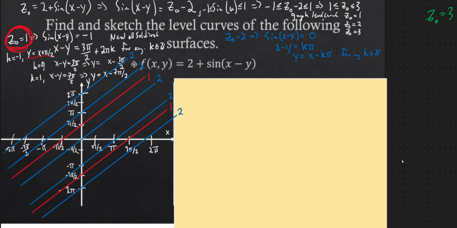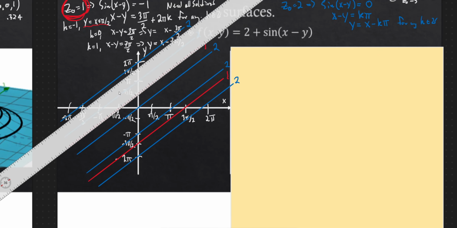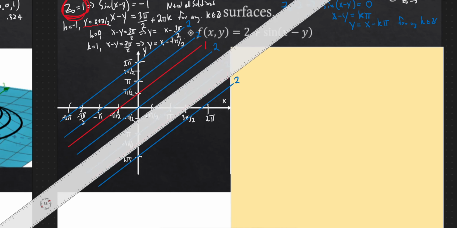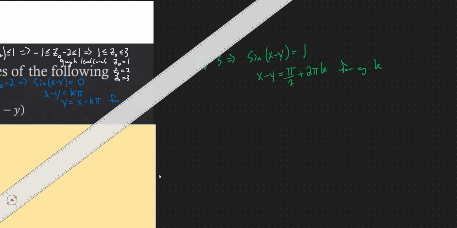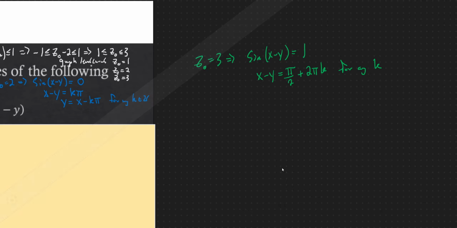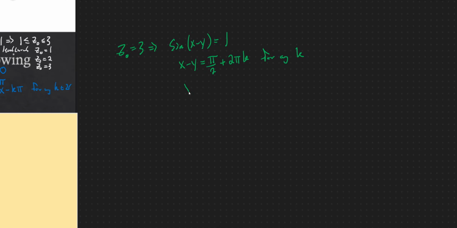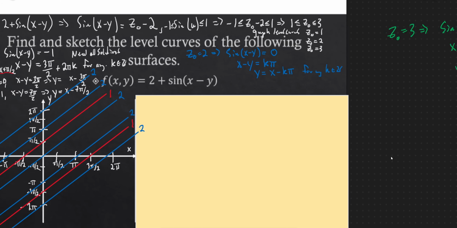So, all right, I'll graph these then. I have x minus y, so that means y equals x minus pi over 2 minus 2 pi k for any k. So I'll start at negative pi over 2 for my y-intercept, and then I can move either up or down 2 pi to get the other curves.